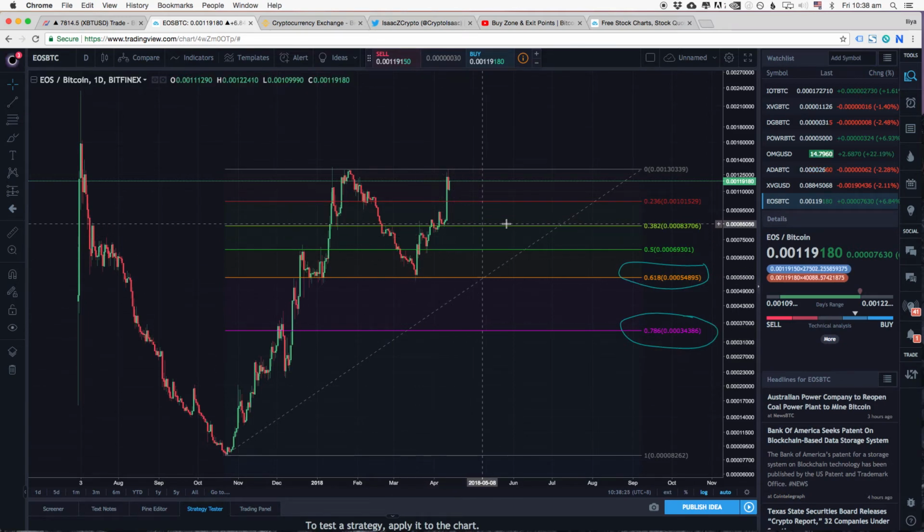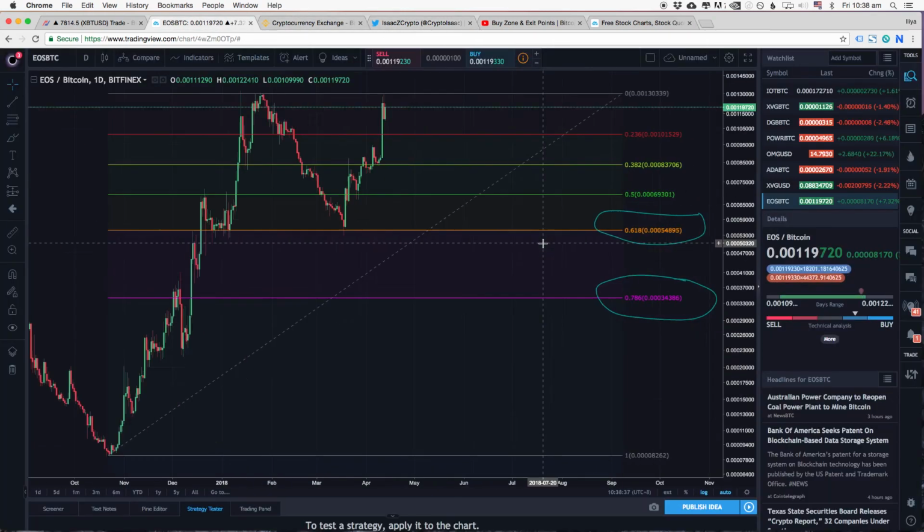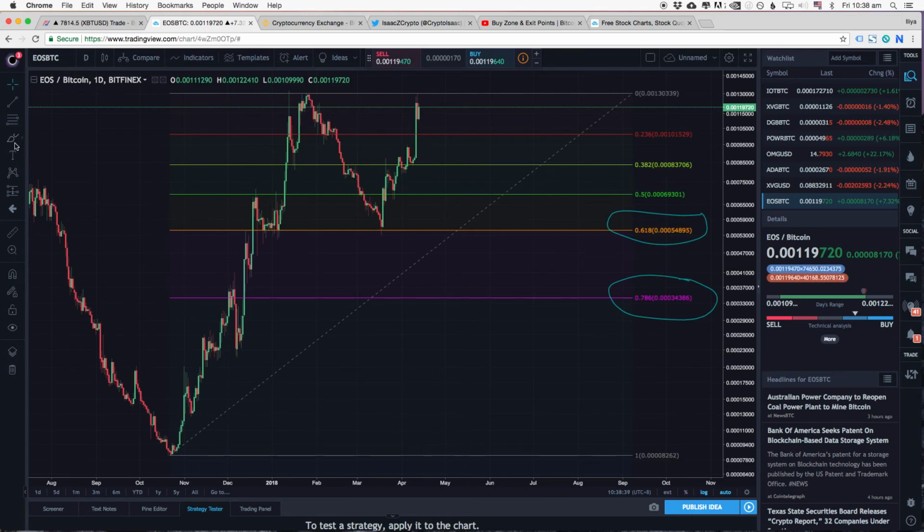I said once it hits right here, the first place you want to sell is 69,000 satoshis, which is this line right here. And guess what? Made a profit. And the second line I said to sell is here. Guess what? We made a profit. But you don't sell 100% at all these levels. You want to sell maybe 20% here, and then another 20% here, and then keep the rest.